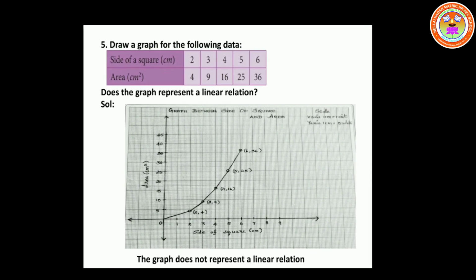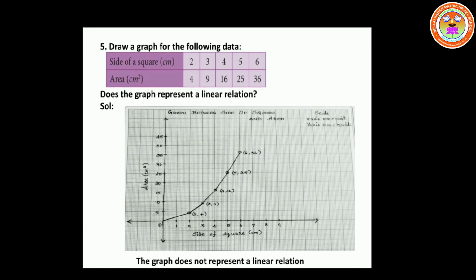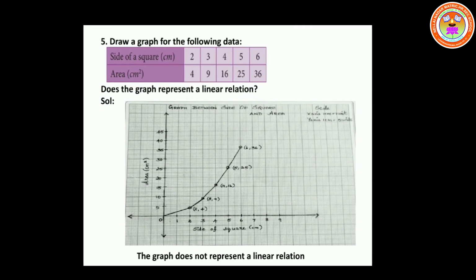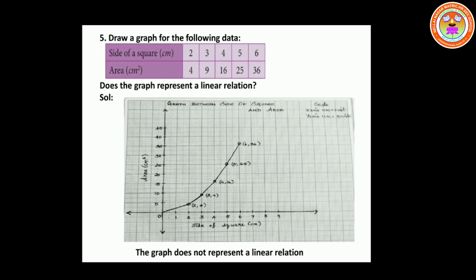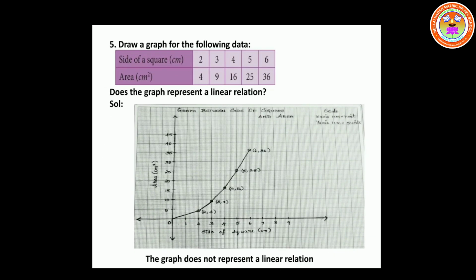Okay, so now after plotting I am going to join the points. So use a scale and pencil to join it. When I join the points, I find that they do not form a linear, that is a straight line. It's like a curved line. So I conclude that this graph does not represent a linear relation. Understood, children? So draw the graph neatly, and in your x-axis you will have side of a square in centimeter. In your y-axis it is area in centimeter square.